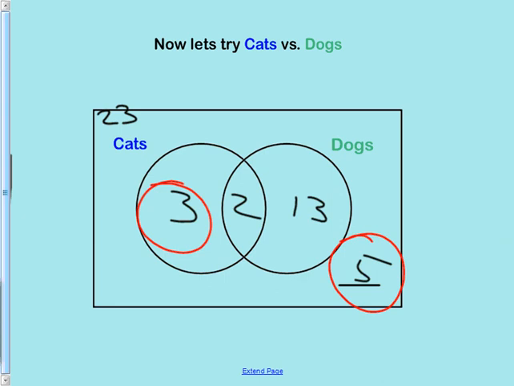Next one. Given that I know that this person has a dog, what's the probability that they also have a cat?